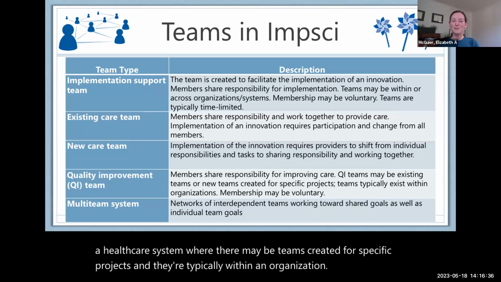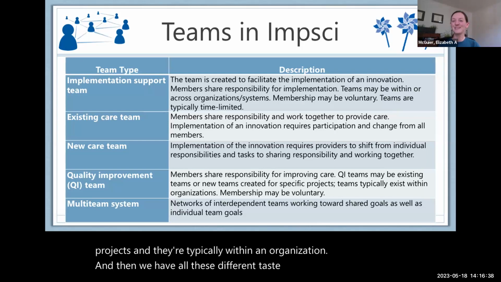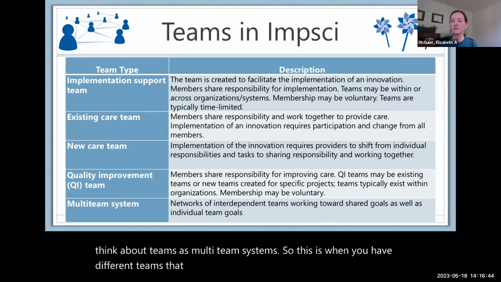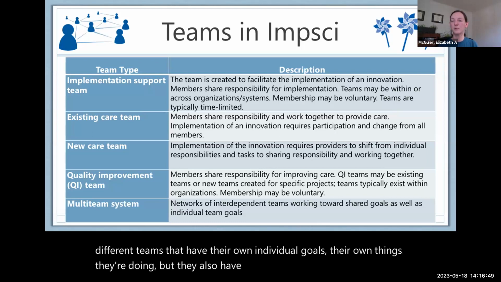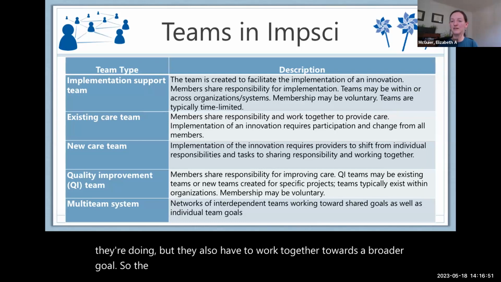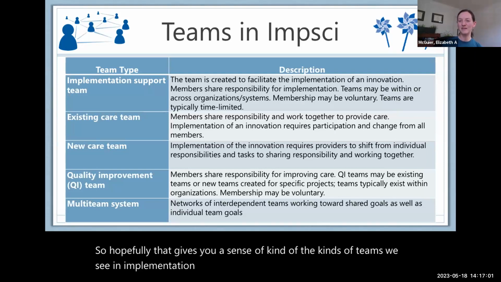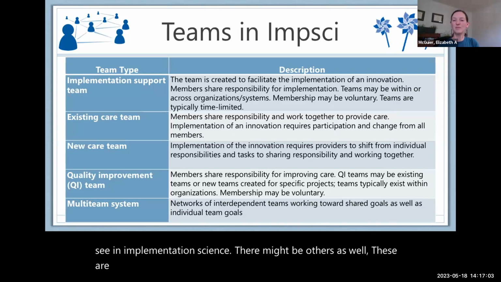And then we have all these different types of teams. We can also think about teams as multi-team systems. So this is when you have different teams that have their own individual goals, their own things they're doing, but they also have to work together towards a broader goal. So the teams themselves are interdependent with other teams. So hopefully that gives you a sense of the kinds of teams we see in implementation science. There might be others as well. These are just the most common.